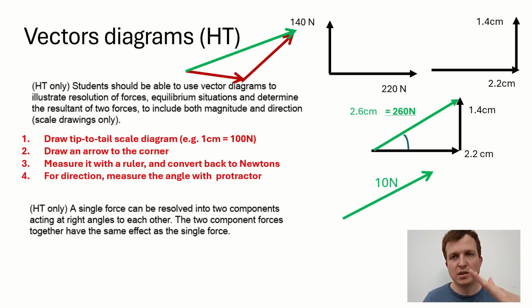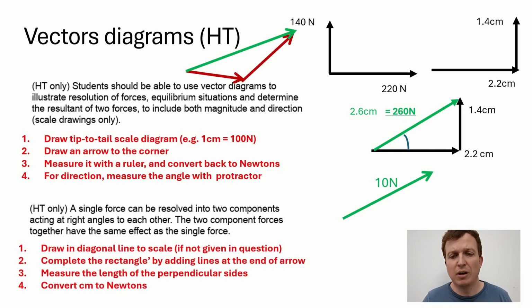Let's say I've got 10 newtons at a certain angle. I need to be able to resolve it into horizontal and vertical directions. You do that by drawing a diagonal line to scale if it's not in the question. Then you complete the rectangle by drawing little grid lines, and then you draw the arrows on vertically and horizontally and then measure them.